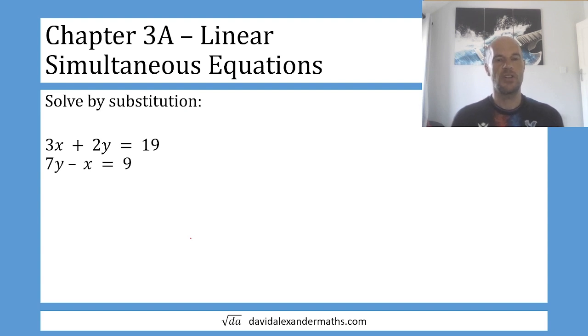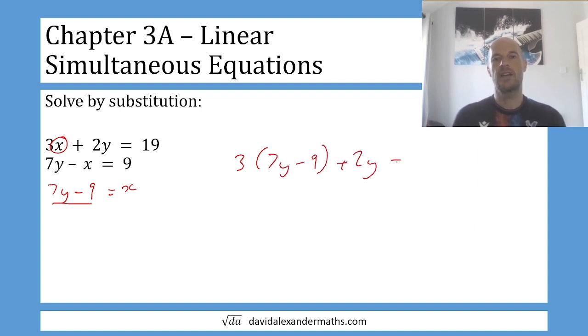Solve by substitution. Okay, so what we did before was solving by elimination. So what I'm going to do here is solve by substitution. So if 7y minus x equals 9, I'm going to subtract 9 and add x to both sides. So x is 7y take away 9. So if x is 7y minus 9, then I'm going to replace this x with 7y minus 9. So I'm substituting into the other equation. I'm replacing x with 7y minus 9. So that's going to be 3 lots of 7y minus 9 plus 2y equals 19.